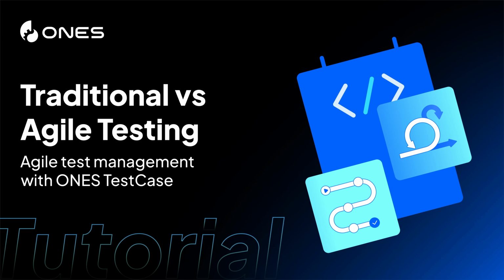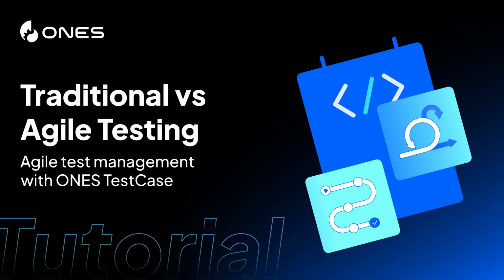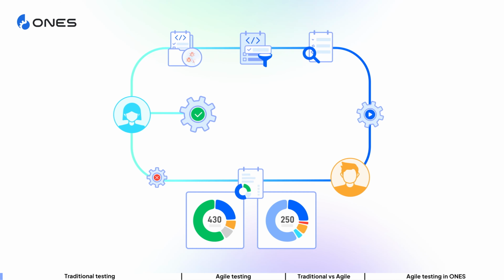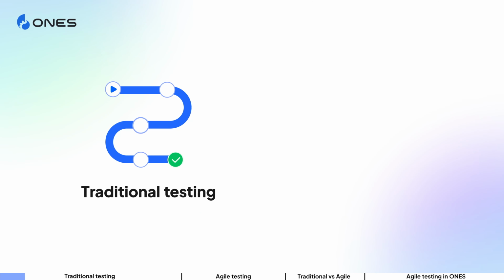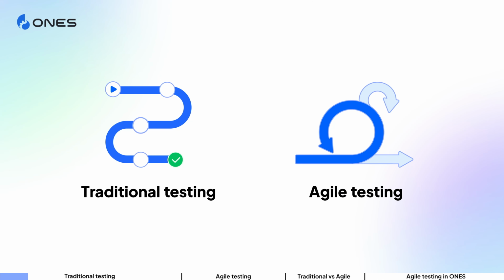In this video, we'll look at traditional testing versus Agile testing and explore how to practice Agile testing with ONES. As software development becomes more complex, quality assurance is more important than ever to ensure that the released product is defect-free. Depending on the scope of your project and the role of testers in the development process, you can choose between traditional and Agile testing.